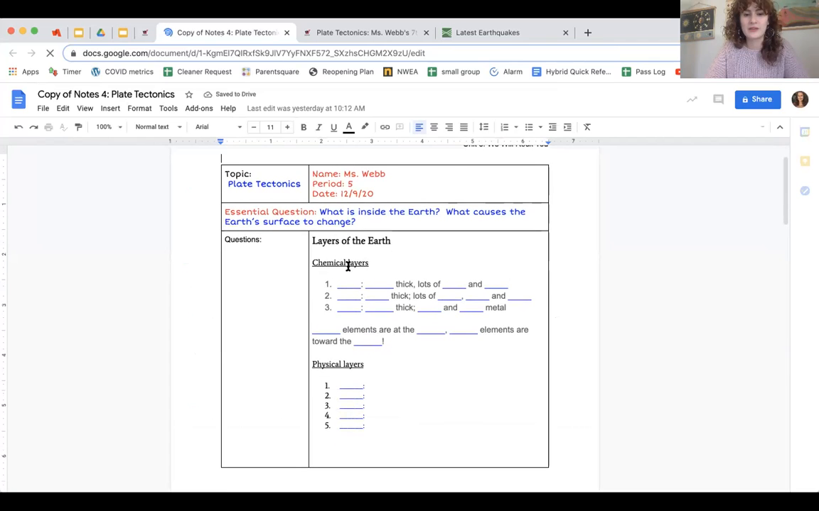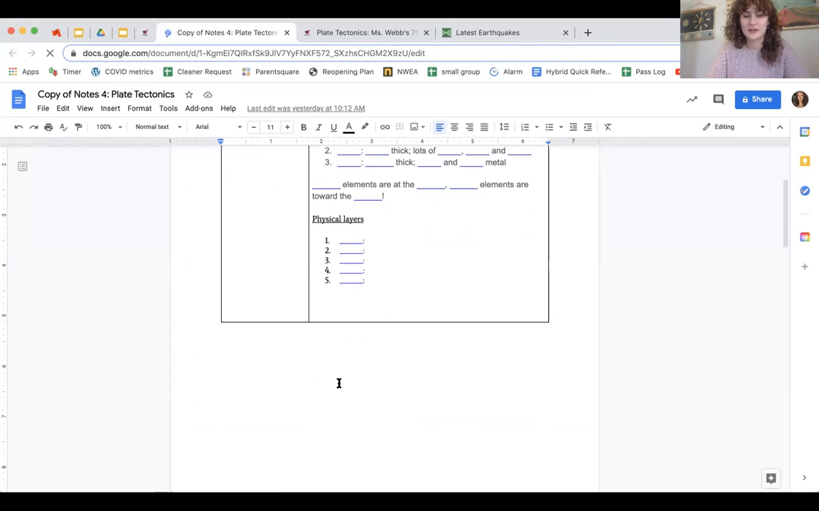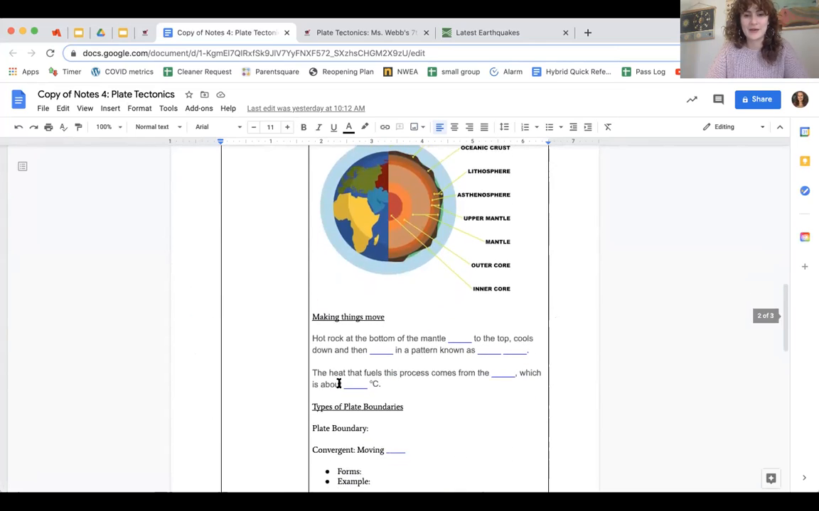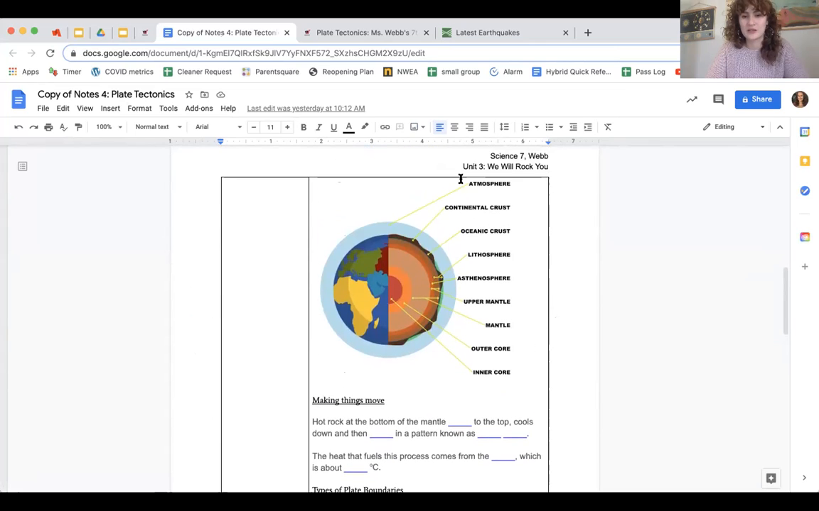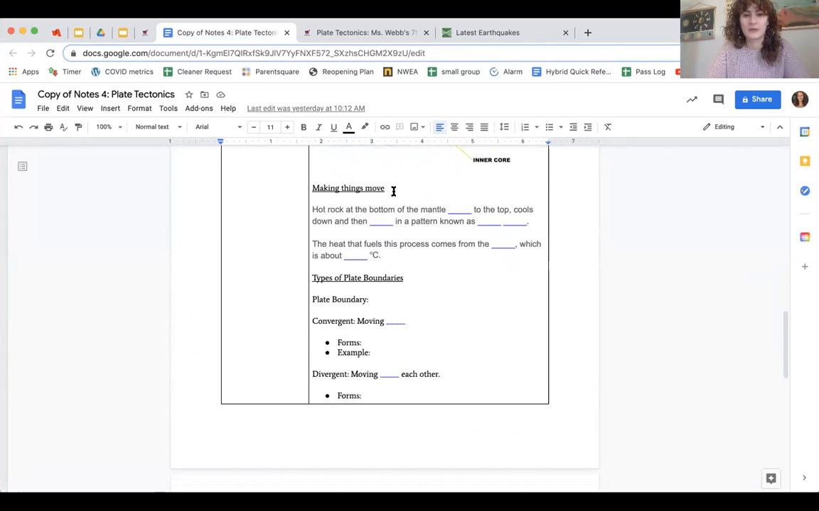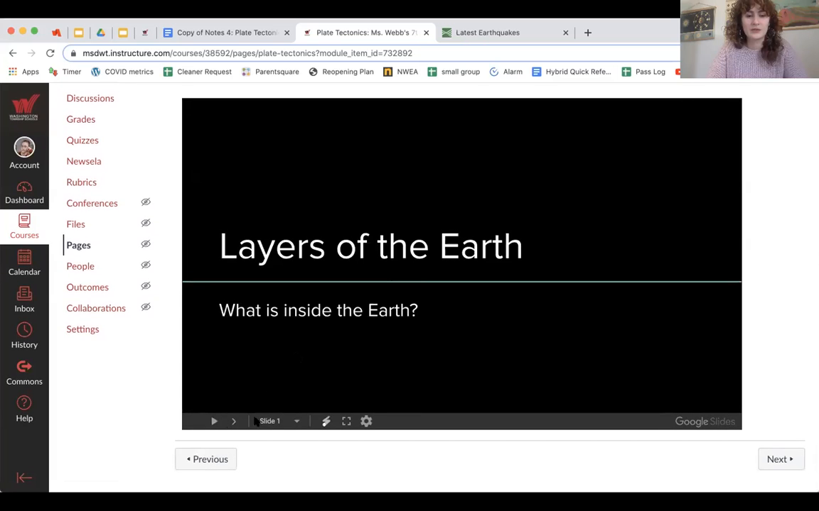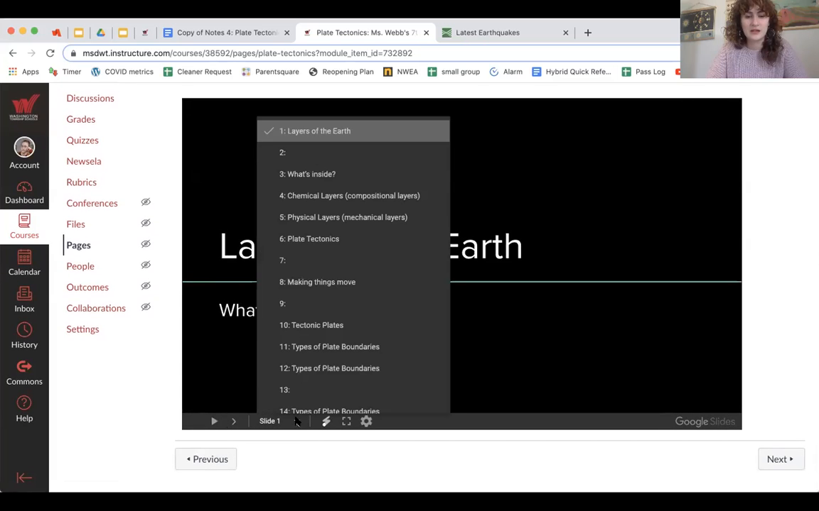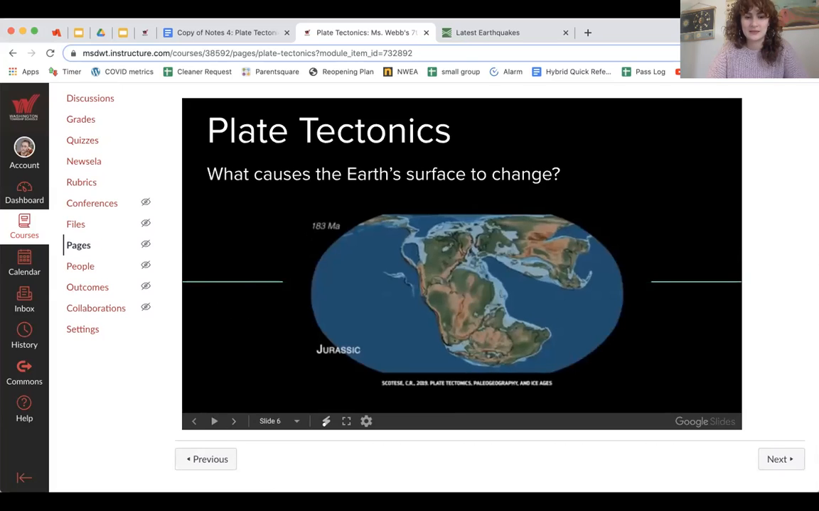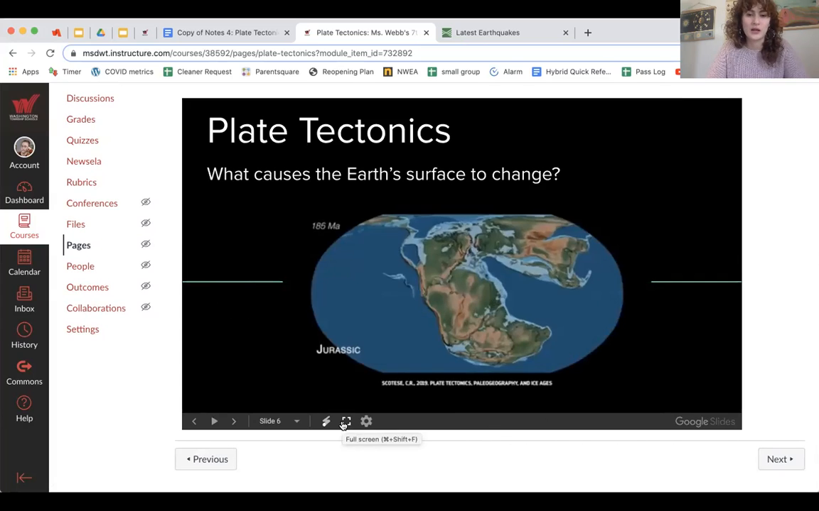In Module 43, the last class, we talked about the chemical layers and the physical layers of Earth. Today, scroll down, and you'll see a nice diagram showing all these different layer names. Underneath that, we're going to start here with making things move. Since we are using the same slideshow, I'm going to start us at slide 6. If you want to skip ahead to slide 6, you can follow along, or you can just watch.